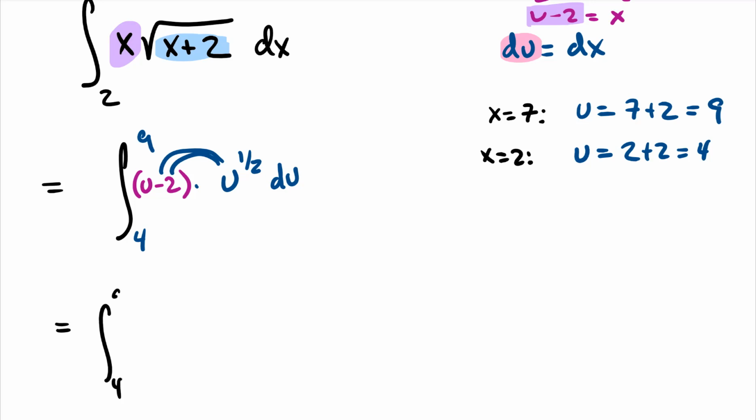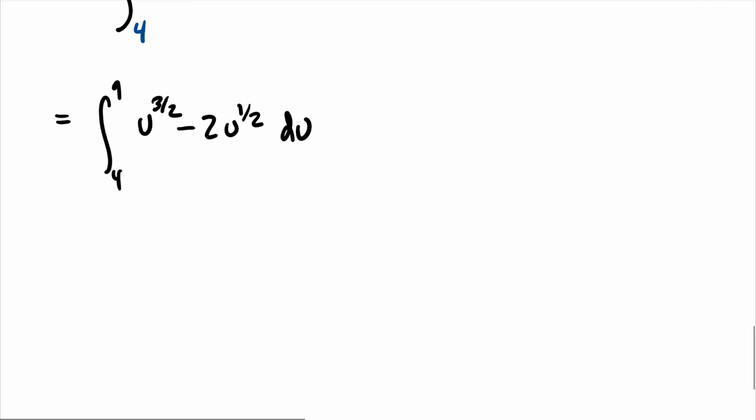So we have our integral from 4 to 9 of u to the 3/2 power, that's u times u to the 1/2, minus 2 to the 2 times u to the 1/2 power du. I don't know if these numbers are going to turn out cleanly. I thought I was being crafty at the beginning. I think I might have screwed that up. But let's see what happens.